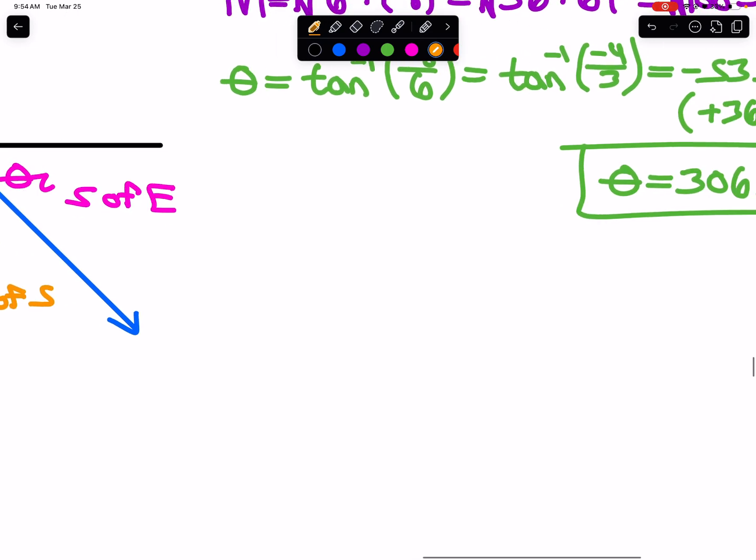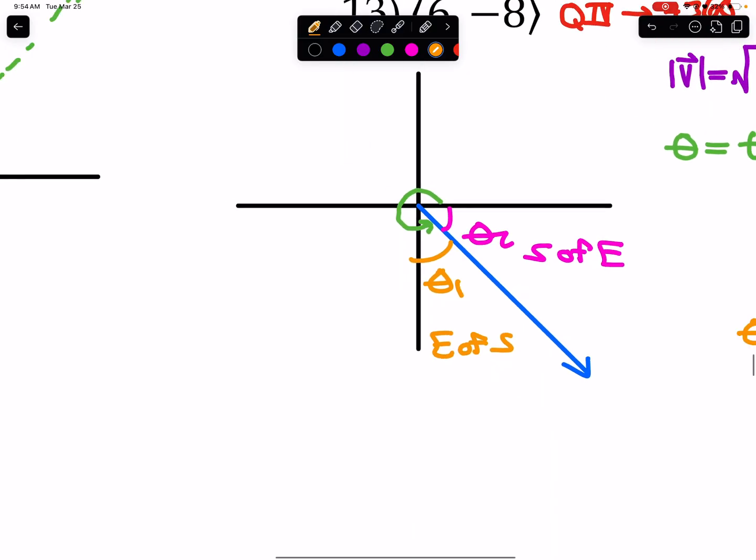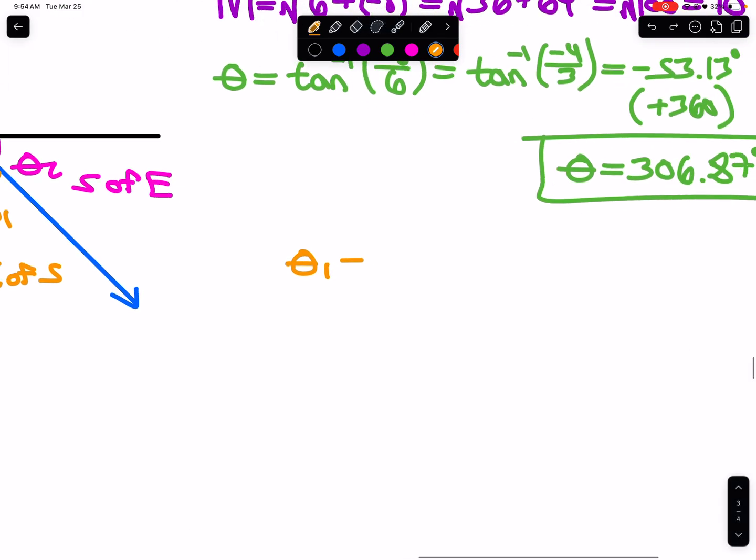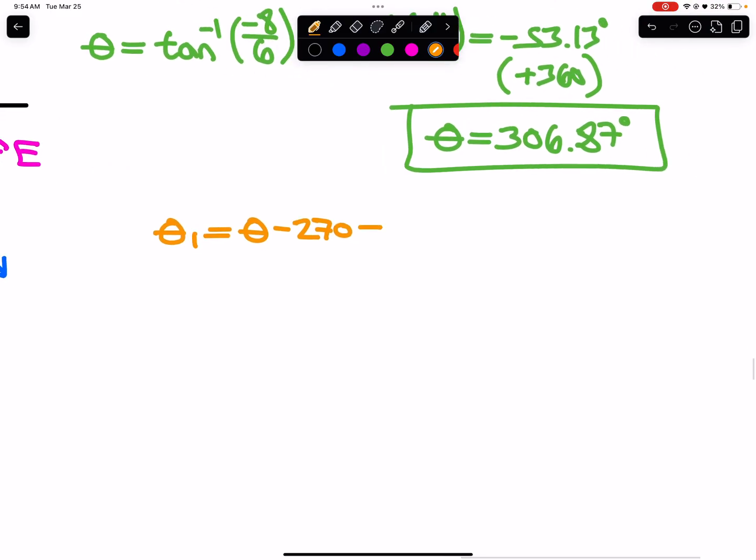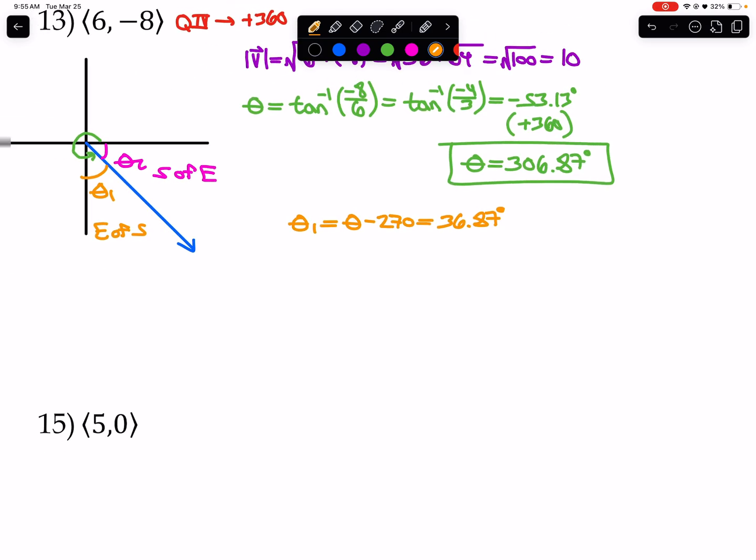So let's say we want to find theta 1. If I want to find theta 1, that means I'm going to do my full angle, and then I want to eliminate 3 quadrants, which means I need to get rid of 270 degrees. So I'm going to do my angle minus 270. So that means I'm going to do 306 minus 270, which is going to give me 36.87 degrees. And then that would be east of south.